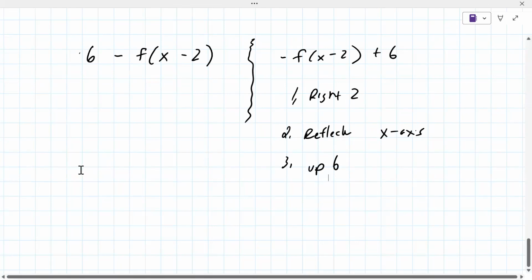Okay, so let's do a few more of those absolute value ones that we've been doing, where you have to factor some stuff out.